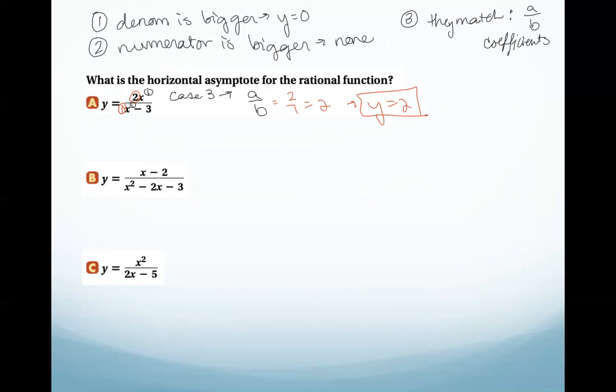Okay, let's look at example B. We need the degree of the numerator, which is 1. Degree of the denominator is 2. So the denominator is bigger. That means y equals 0. And then in part C, degree of the numerator is 2. Degree of the denominator is 1. The numerator is bigger. So there is no horizontal asymptote.